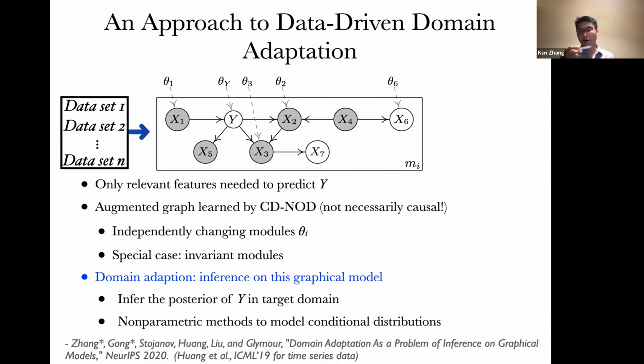In this augmented graphical representation, if you have a theta variable into a particular variable, say x2, it means that the conditional distribution of x2 given its parents can change. At the same time, we automatically enforce the condition of minimal changes. So if there's only one module that should change, then in this result, clearly you are not going to have extra changes. And at the same time, they change independently. So this augmented graph represents how the joint distribution can change across domains in a compact way.